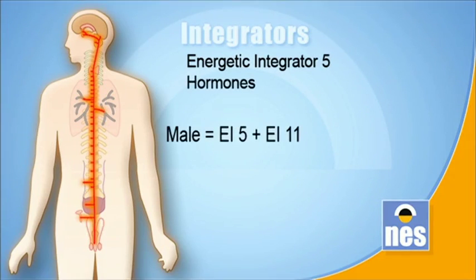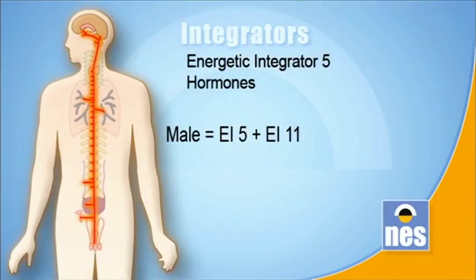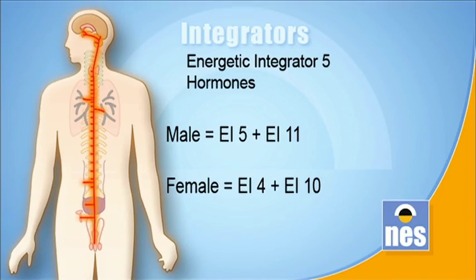5 plus 11 is the male picture for hormones. We don't treat hormones specifically, we just make it possible for them to work better. And the females don't wish to be left out. The corresponding broad spectrum treatment for female is 4 plus 10, Integrators 4 plus 10.